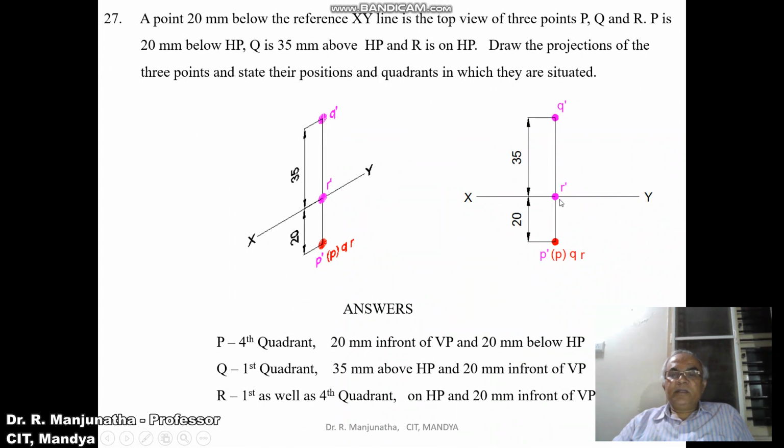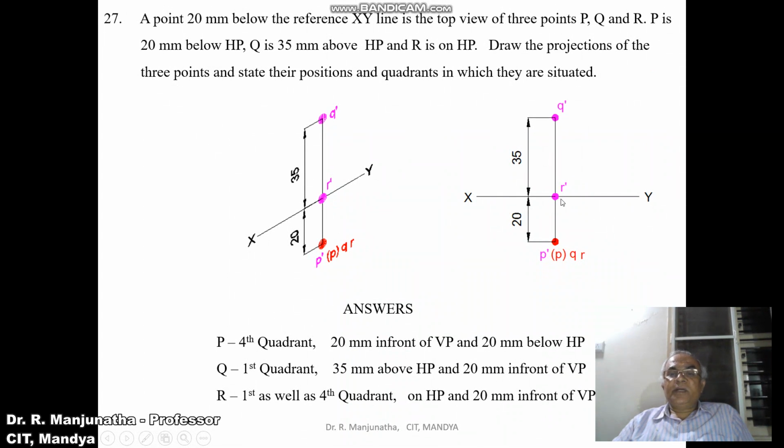Next we are going to consider the point Q. So here the front view of the point Q is above the XY line and the top view of the point Q is below the XY line. So that means if the front view is above and the top view is below, then it becomes the 1st quadrant. So capital Q lies in the 1st quadrant, and the position of this point capital Q is 35 mm above HP and 20 mm in front of VP.